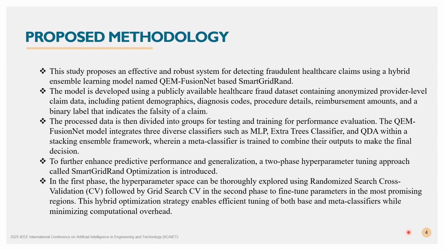This combination leverages the nonlinear learning capacity of MLP, the ensemble robustness of extra trees, and the statistical discrimination capability of QDA. To further enhance predictive performance and generalization, a two-phase hyperparameter tuning approach called SmartGridRand optimization is introduced. In the first phase, the hyperparameter space is thoroughly explored using randomized search cross-validation, followed by grid search cross-validation in the second phase, to fine-tune parameters in the most promising regions. To address significant class imbalance, randomized undersampling is applied to the majority non-fraud class, which improves the sensitivity of the model in identifying instances of fraud.